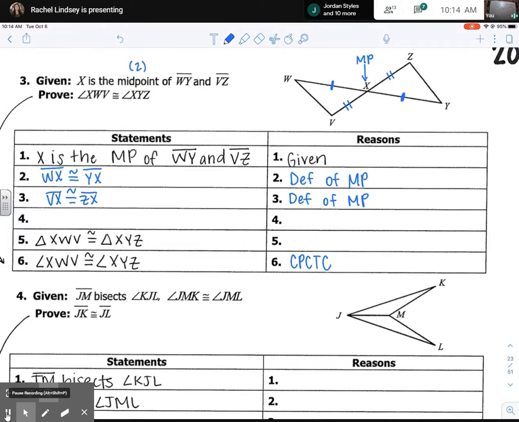Vertical angles. Now we do have a bow tie, so we do have vertical angles at X. So we need to name those angles. W goes with Y, so we'll start with Y, X, Z, and those are vertical angles, and X, W, V. And so now we need to prove the two triangles are congruent. How are those two triangles congruent? We have two sides and an angle. Side, angle, side.